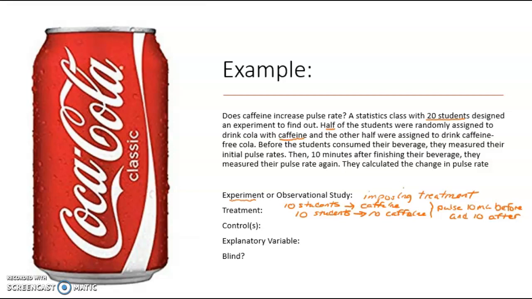Okay, so controls. What would be some controls for this? 10 students, you're going to get their pulse rates, and then 10 minutes after that, you're going to be throwing some colas at them. Some of them get the caffeine, some of them don't. And then 10 minutes after that, you're going to do another pulse rate. But what could we use to control this? The thing is, you have different body types. So I would try to use similar body types because caffeine affects different people differently.